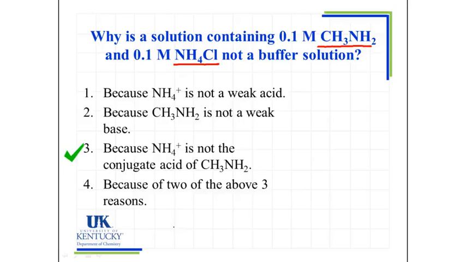Well, if you said number 3, then you're correct. They're not conjugates of each other. While CH3NH2, methylamine, is a weak base, and while this is an acid, a conjugate acid of a weak base, it is not the conjugate acid of this weak base. Therefore, this cannot be a buffer.